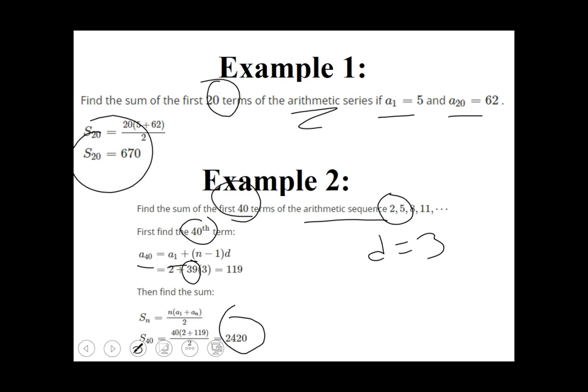On assessments, the number one mistake people make on problems like this is they find the 40th term and then they forget that they're not done. They haven't actually found the sum. So make sure that if it is a two-step problem, you do both of them.